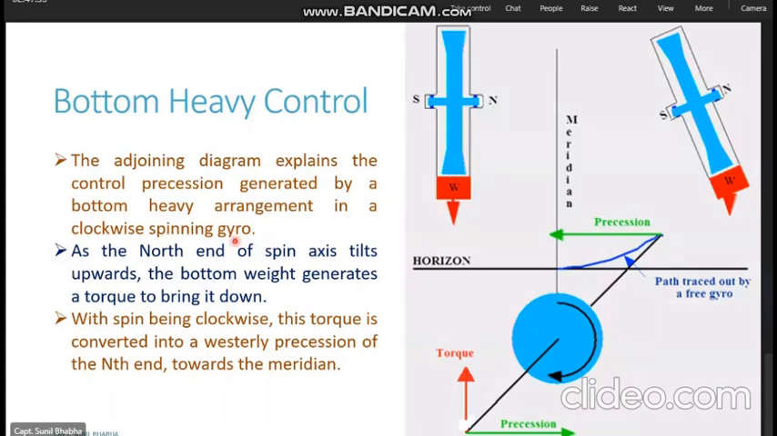In a clockwise spinning gyro, as the north end of the spin axis tilts upwards, the bottom weight generates a torque to bring it down. With the spin being clockwise, this torque is converted into a westerly precession of the north end, taking it back towards the meridian. So irrespective of whether we have an anti-clockwise spinning gyro with a top heavy arrangement or a clockwise spinning gyro with a bottom heavy arrangement, in both the cases, a similar effect can be generated.